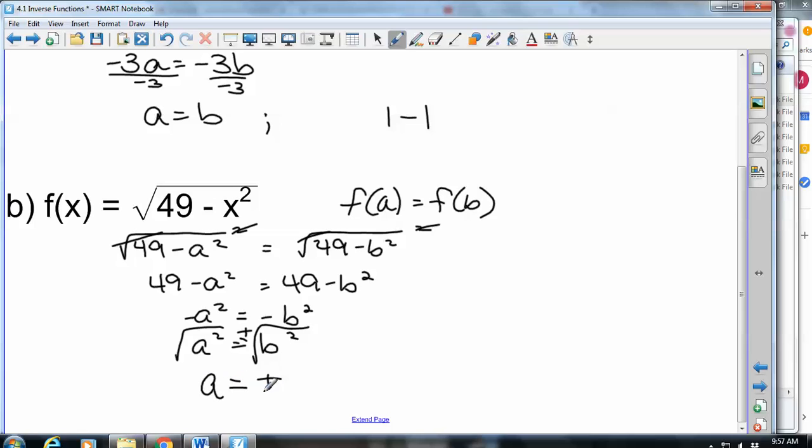So what I get is a equals plus or minus b. So I started out assuming two y values were the same, and what I found is that could happen if the x's were the same or if they were opposites. So is this 1 to 1? No.